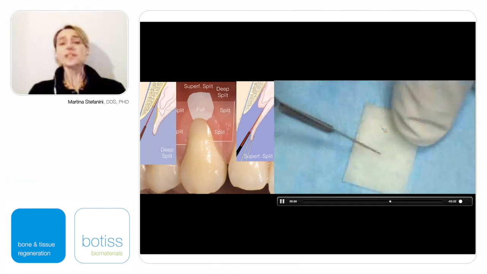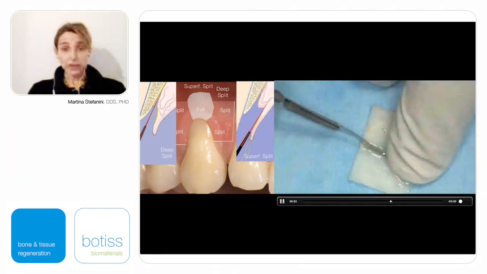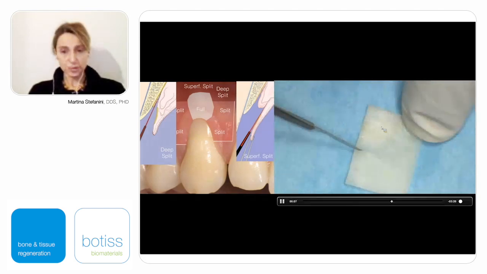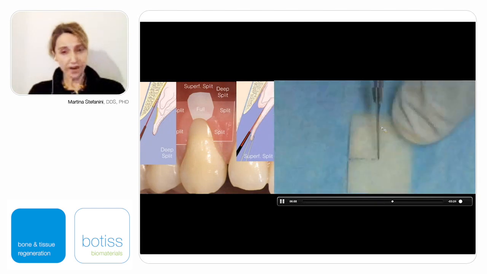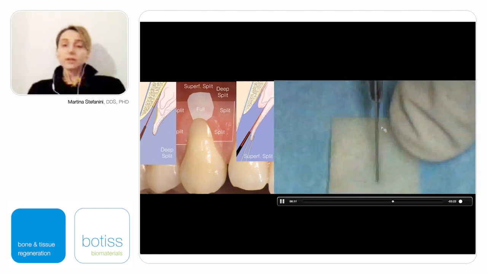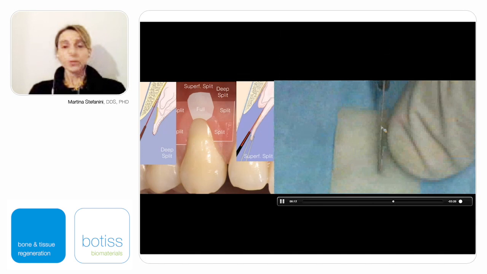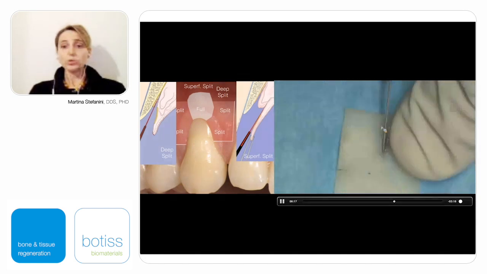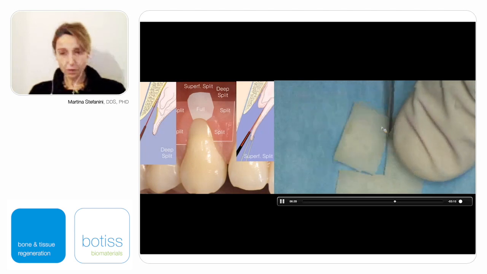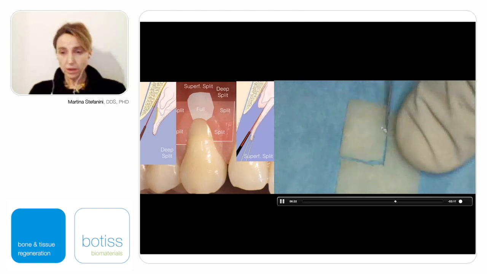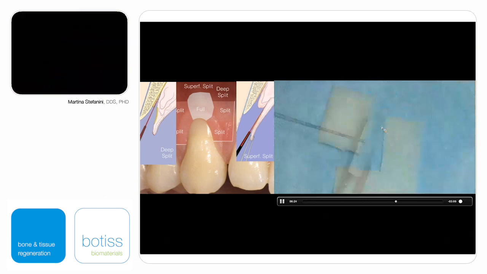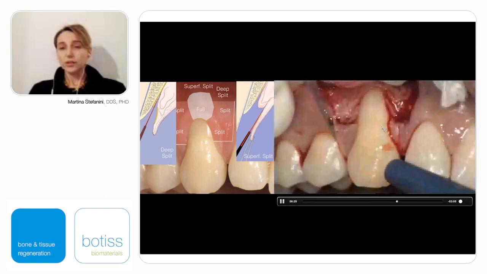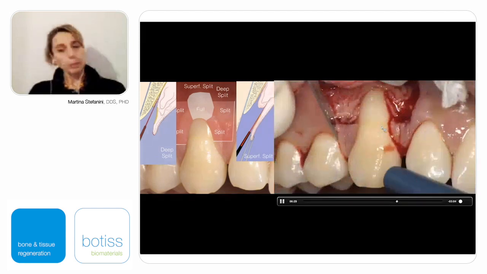And now it's time to trim the mucoderm that was inside the saline, and now it's very easy to handle. As you can see, I prefer to trim the mucoderm with the use of a new blade in order to be sure to be able to cut exactly the right dimension. The matrix is very easy, and you see the thickness of the matrix is around 1.5.